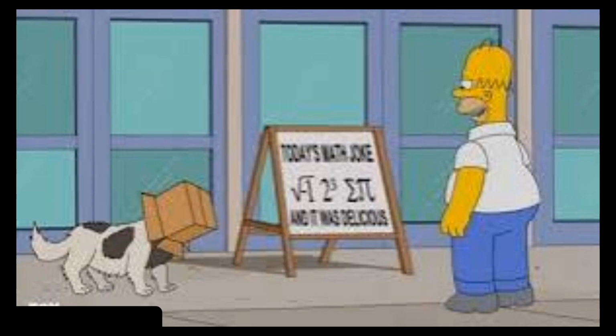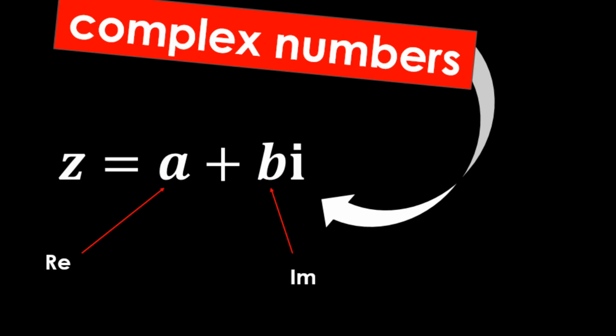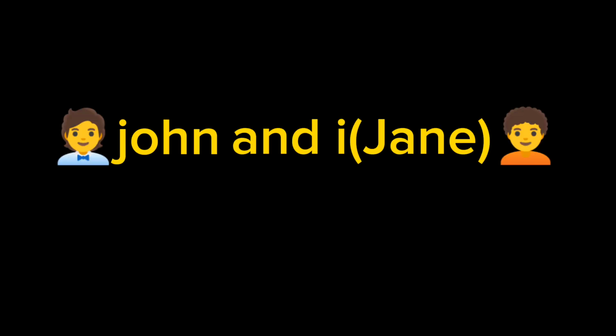John always has an imaginary girlfriend called Jane, whom no one sees. What if John found a link between his imaginary girlfriend and mathematics? You guessed it, it's a complex number, with John as the real part and Jane as the imaginary part.